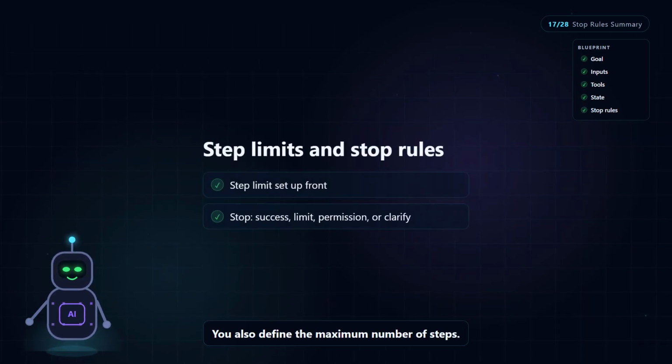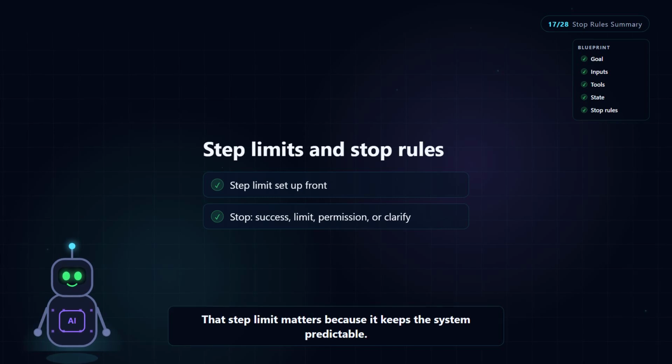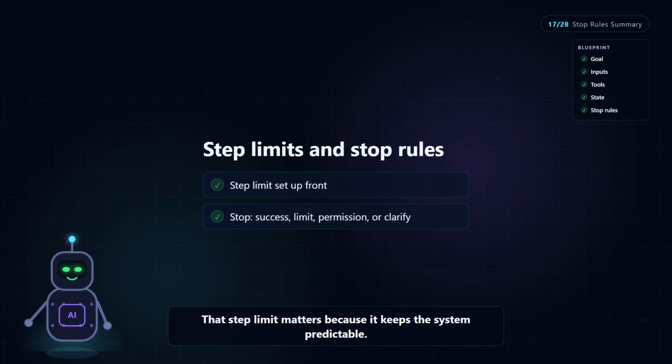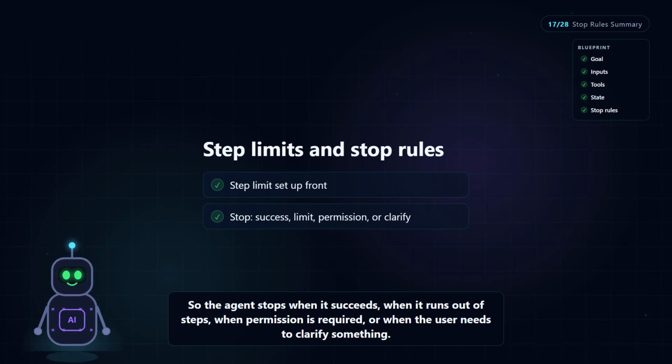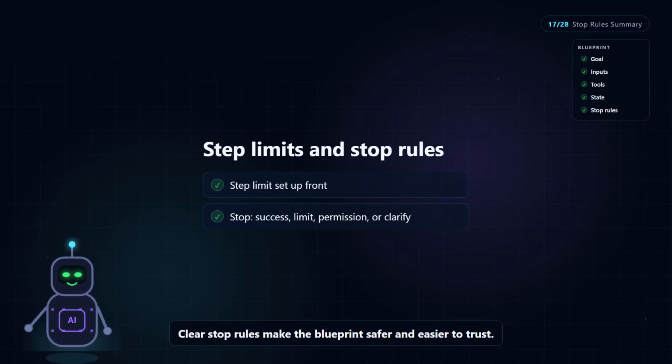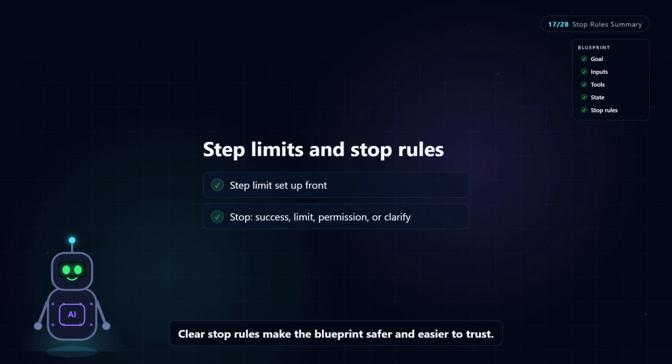You also define the maximum number of steps. That step limit matters because it keeps the system predictable. So the agent stops when it succeeds, when it runs out of steps, when permission is required, or when the user needs to clarify something. Clear stop rules make the blueprint safer and easier to trust.